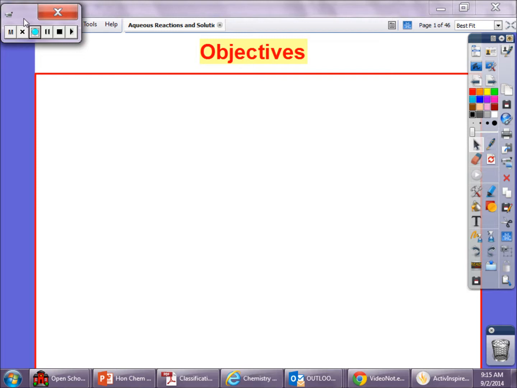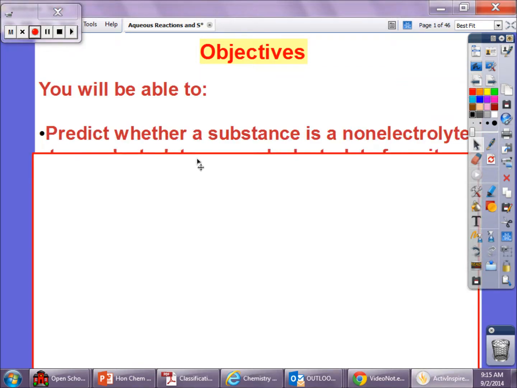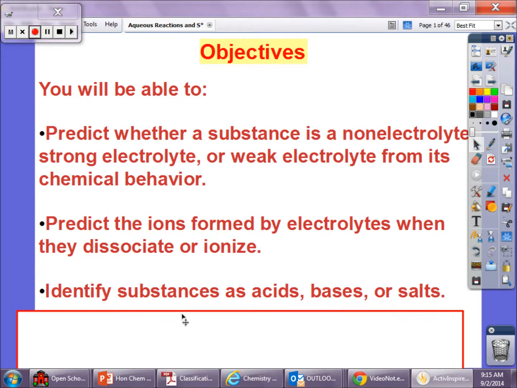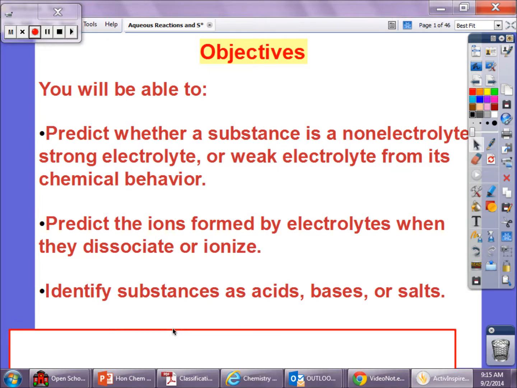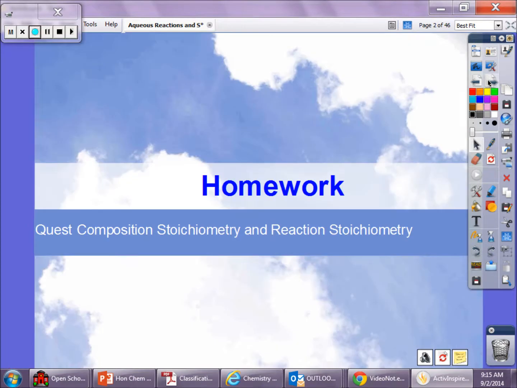So I need for you to pull out your chapter 4 packet, listen carefully, and then work out some problems with me. Same objectives. We will be able to predict whether a substance is a non-electrolyte, strong electrolyte, or weak electrolyte from its chemical behavior. Predict the ions formed by electrolytes when they dissociate or ionize. Identify substances as acids, bases, or salt.